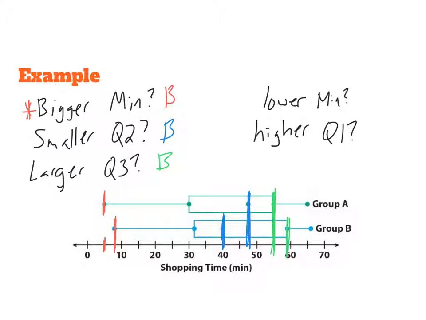A lower min. Okay, so now we're looking for the lower min. We go back to looking here. Lower, we're looking for the one to the farther left, and that belongs to group A. And finally, which one's got a higher Q1 value? So Q1 is here for A and here for B. For higher, we're looking for the one that's farther right, and that's going to be group B, has the higher min value, or higher Q1 value.